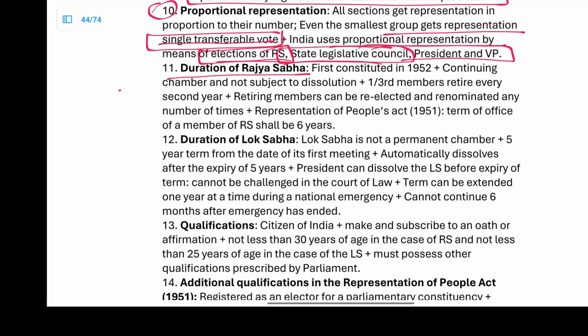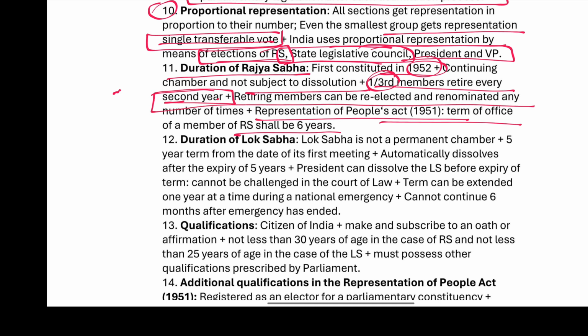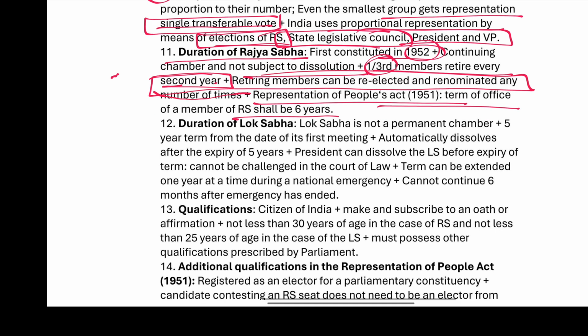The duration is like it is a continuing chamber. The members are elected for a term of office of 6 years from the Representation of People Act 1951, and it was first constituted in 1952. Continuing chamber, and it is not subject to dissolution, whereas one-third of the members retire every second year, so the retiring members can be re-elected or nominated any number of times.